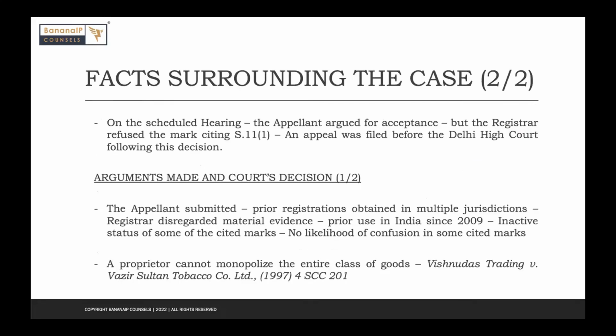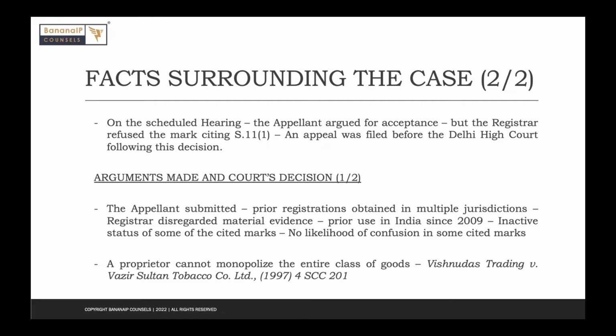After the examination report response was filed by the appellant, the hearing was scheduled in 2019, where the appellant once again argued for acceptance and presented evidence in favor of their mark. But the registrar refused the mark citing section 11.1 again, and therefore the applicant preferred an appeal before the Delhi High Court following the decision of the registrar.